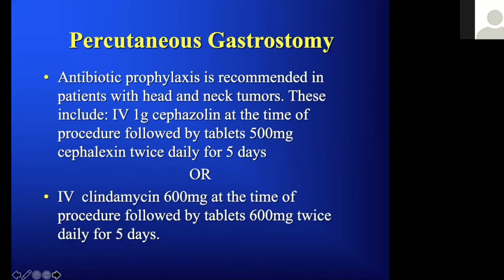Prophylaxis is recommended especially for patients who are high risk, which includes those with head and neck tumors. For these, you can give 1 gram of cefazolin IV before you start the procedure, followed by 500 milligrams of cefalexin twice a day for 5 days post-procedure. This can be given orally if the patient can swallow, or, since you've already placed the tube, via the tube. An alternative is clindamycin 600 milligrams at the time of the procedure, followed by 600 milligrams twice daily for 5 days post-procedure.